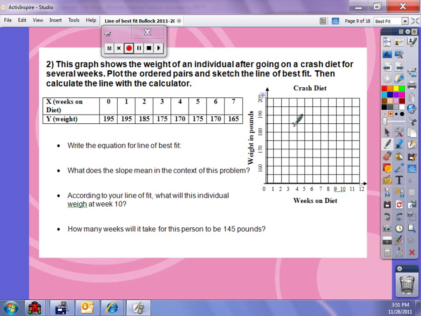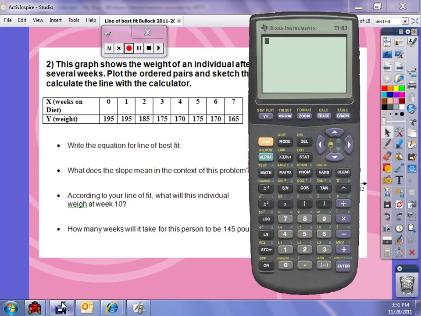So I'm going to show you, just to review, how to do it on the calculator. So we're going to get out our graphing calculators, and to enter in our data, we're going to use the stat button. We're going to enter in our list by using the edit option. Now, to save a little bit of time, I've already entered in the data that we're going to use in this example. All your X values, all the weeks on the diet, are going to go in list 1, and all of the actual weights that the person weighed are going to be in list 2.